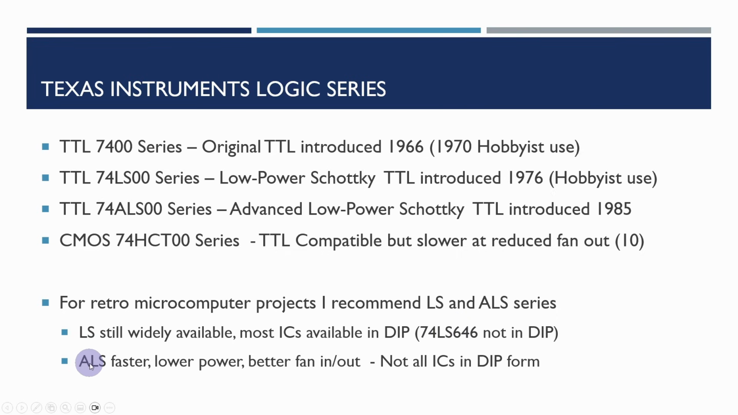ALS tend to be used for buffers and latches, in particular in the video controllers where things need to work a bit faster. So these are certainly rated up to about 40 megahertz for a lot of the parts that are more complex, which is capable of being used in video controllers. Some of these parts may start to struggle above 25 megahertz. But the only issue there is you can't get all the ICs in DIP form.